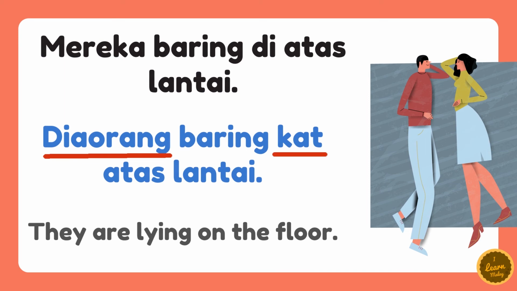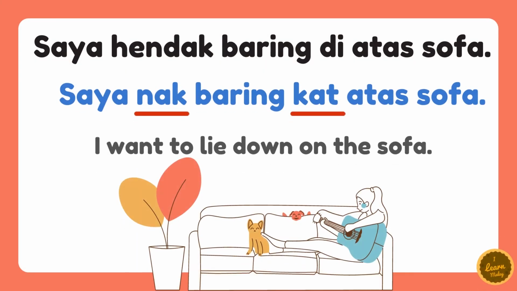To learn more on the third person plural pronoun, check out the link above. Next sentence, saya hendak baring di atas sofa. Or colloquially, saya nak baring kat atas sofa. I want to lie down on the sofa.